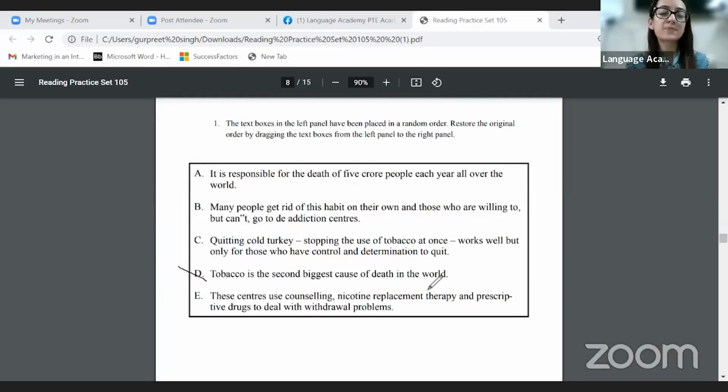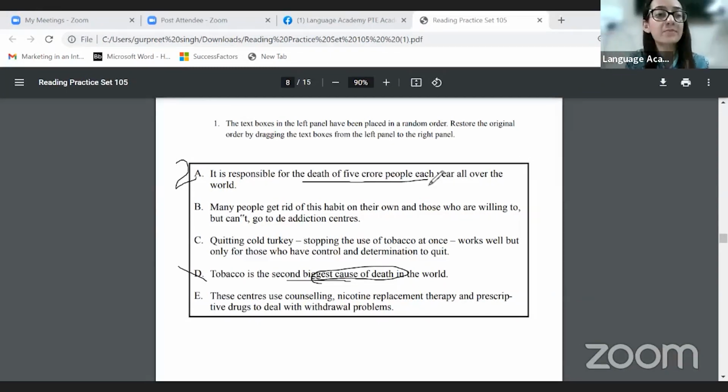And like I always keep saying, the second sentence will always give the justification for the first one. Now, why are you saying that it is the second biggest cause? Or give proof that this is the second biggest cause? Or further explain, what do you mean when you say this is the second biggest cause? So any of these things are answered in the next sentence. Now we said it is the second biggest cause of death. So we'll say it is responsible for the death of 5 crore people each year all over the world. So how is it big?